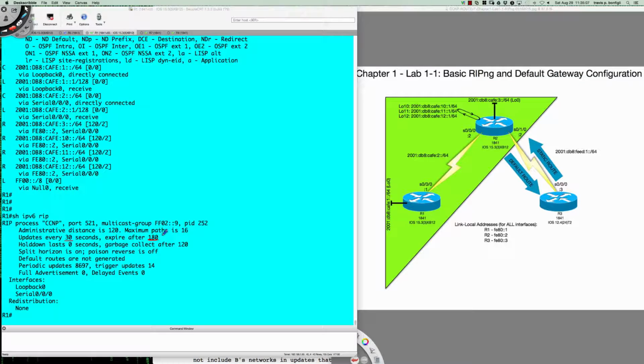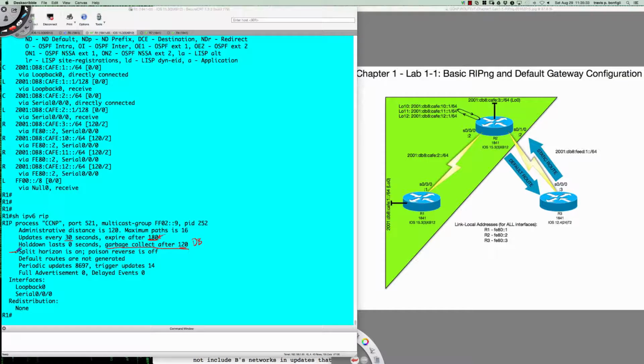Remember that if a route is removed, it's going to sit in the routing table for 3 minutes or 180 seconds before it gets removed out of the routing table. Once it's removed from the routing table, our garbage collector is going to kick in, and it's going to sit in the RIP database, right? Show IPv6 RIP database. It's going to sit in there for an additional 120 seconds, okay?